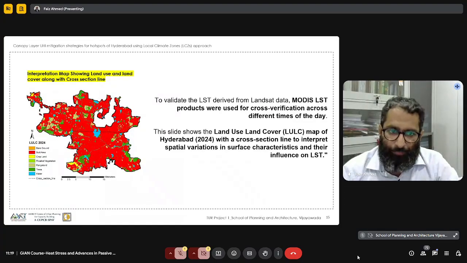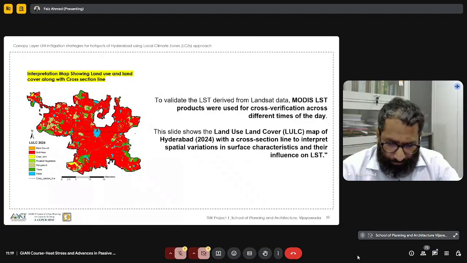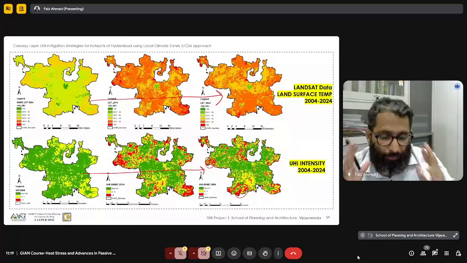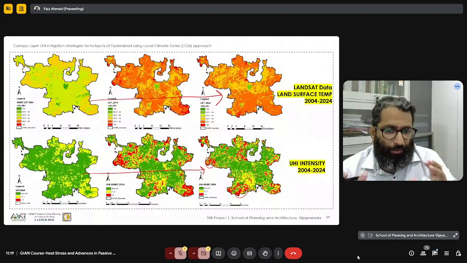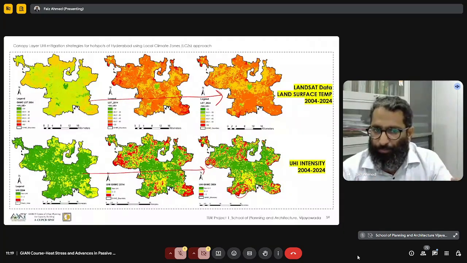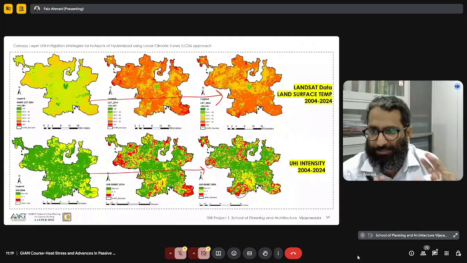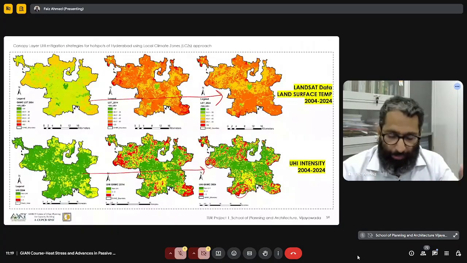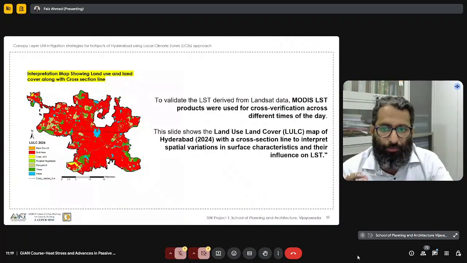In addition to that, this is the daytime temperature. Okay, let's be clear. The surface temperature that I'm trying to put up here is the daytime temperature. But what happens to the temperature during the night time? That's also something that we have to understand, right?